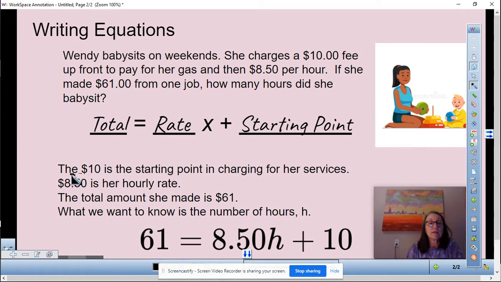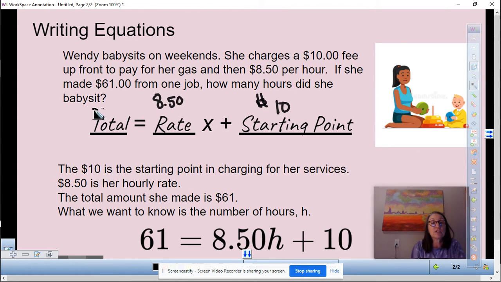So the $10 represents her starting point because whether she stays an hour or 10 hours, she's going to get this $10 that covers her gas. Her hourly rate is $8.50, and the total that she made is $61. So this is the equation that we would use and that we could apply to other jobs, but this is what we're going to apply to find out how much she made on this job.